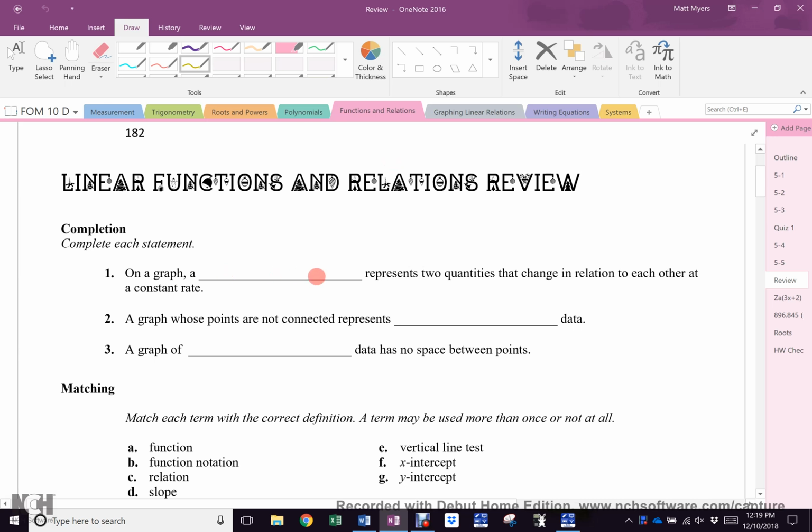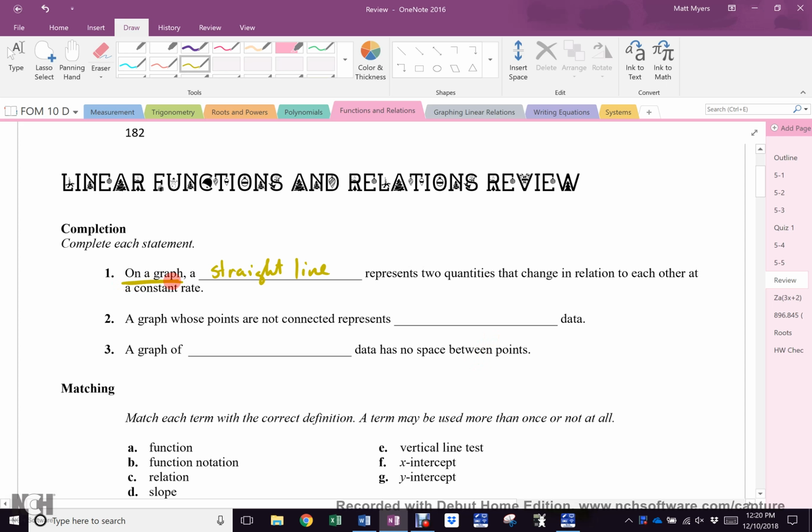There are numerous answers to number 1, but the best is a straight line. She said it was linear function. Listen to me, please. I'm going to rewind. There are numerous answers for number 1. The best answer is a straight line. The reason that is a better answer than linear function or linear relation is because I specify on a graph.